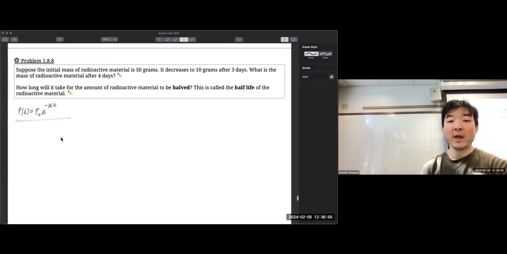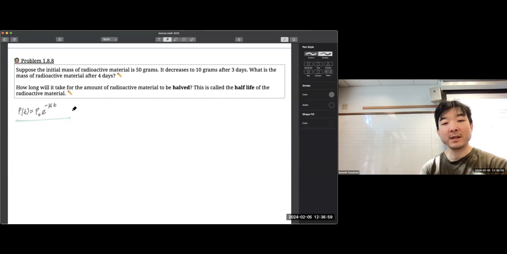So we know that first of all, our P naught is equal to 50 grams because that's the initial mass. So you'll have P of t is equal to 50 times e to the negative kt. And then it decreases to 10 grams. So your P naught's given, but you still need to find your decay rate, which is k.